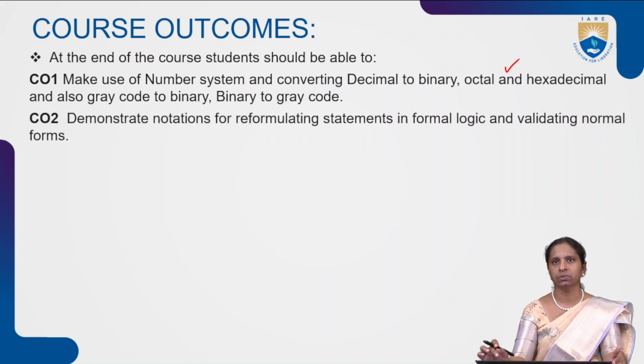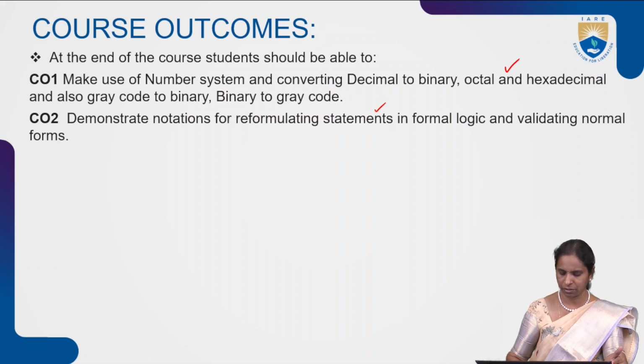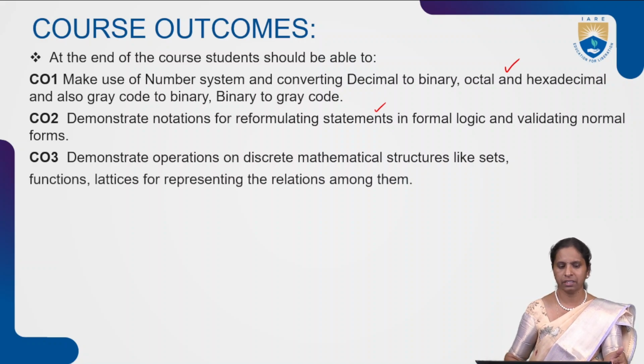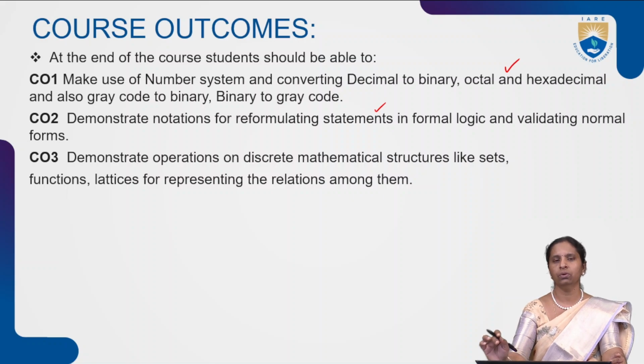And second, the students will be able to demonstrate notations for reformulating statements in formal logic and validating normal forms. It means the English sentences can be converted into mathematical logical functions, and you can validate these functions by using predicate logic. And the students will be able to demonstrate operations on discrete mathematical structures like sets, functions and lattices for representing the relations among them. After knowing the concept of relations and their types, the students can use these concepts like sets, functions and lattices.